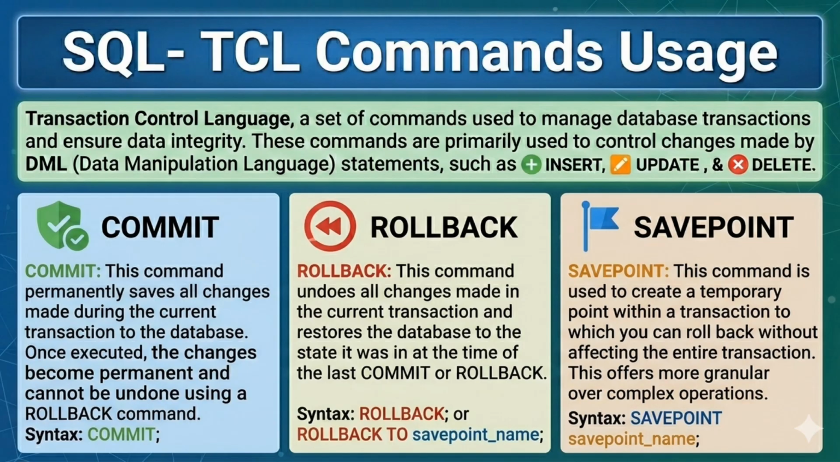Finally, savepoint. A savepoint creates a temporary checkpoint within a transaction. This allows you to roll back to a specific point without undoing the entire transaction. Example syntax: savepoint savepoint_name. So remember, commit saves changes, rollback undoes changes, and savepoint creates checkpoints within a transaction.